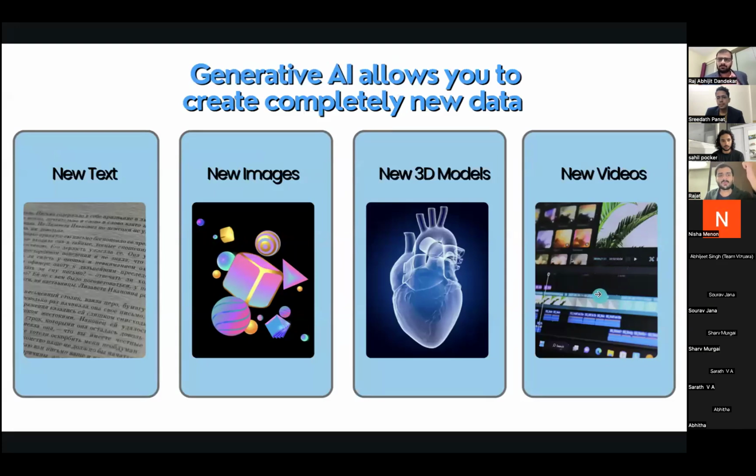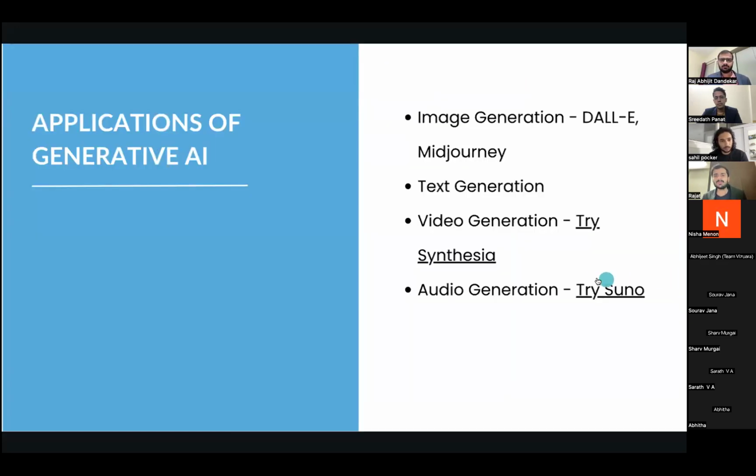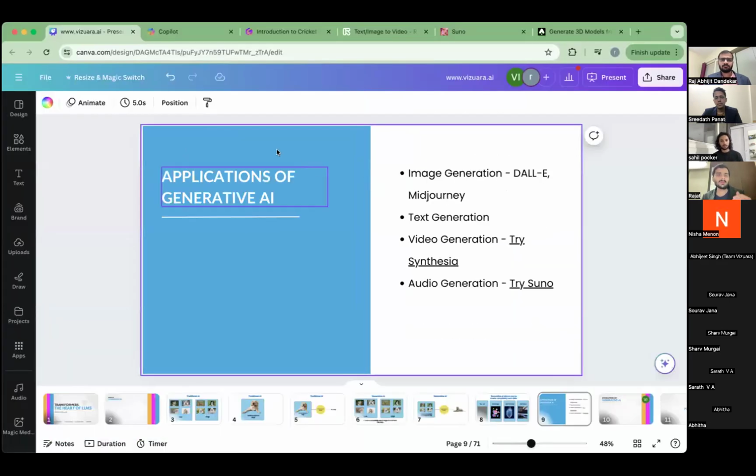Generative AI works in many different modalities. I have shown 4 modalities here, that is text to text, text to image, text to 3D models, and text to videos. So the applications of generative AI are a lot. Every month there are new applications being released. So I just want to show you some applications just to get you motivated. Some of these you might have seen before, some of these might be new.